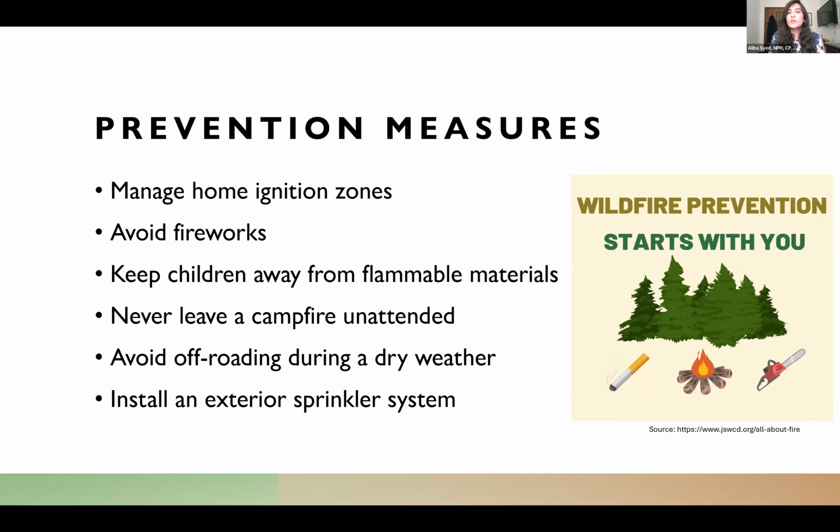These ways include, but are not limited to, managing home ignition zones, such as by removing flammable materials from one's home perimeter, avoiding fireworks, keeping children away from handling flammable materials, never leaving a campfire unattended, avoiding off-roading during dry weather, and installing an exterior sprinkler system. I would also like to point out that by managing home ignition zones and installing sprinkler systems, a number of homes and communities could be protected from wildfires, as they would prevent them from spreading further as well.